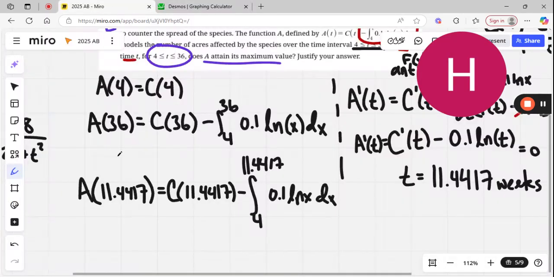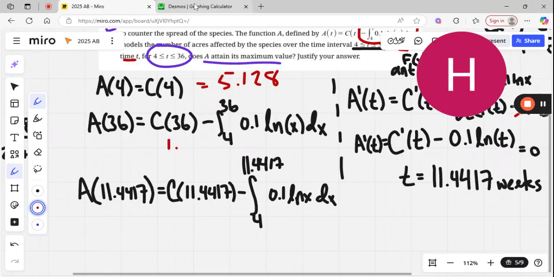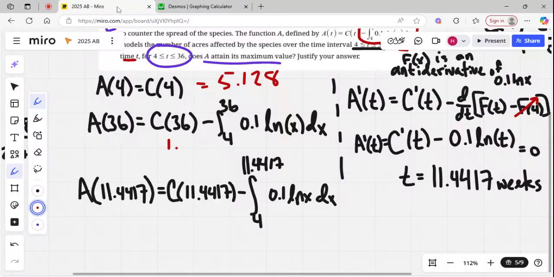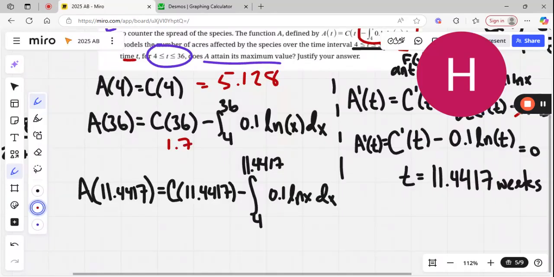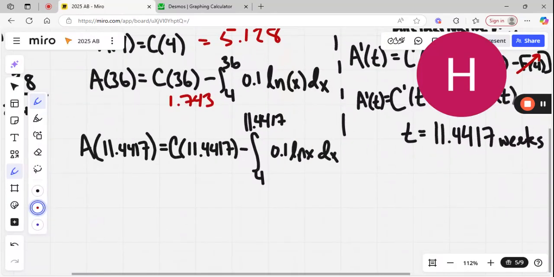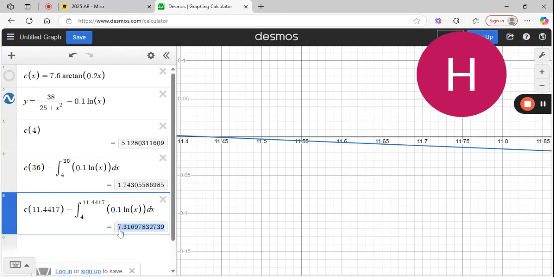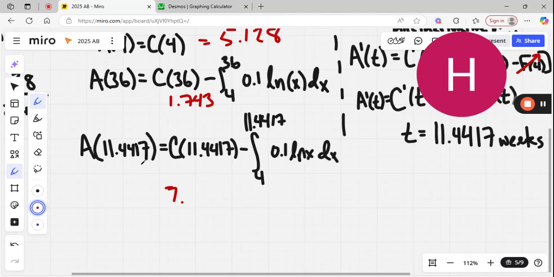So let's see, this is going to be, let's write it in red, 5.128. This one was 1.734. Am I making that up? 743. It's like, am I hallucinating? 743. And then we have the head honcho here, which is going to be 7. I didn't even remember that one. I just know that it's maximal. 7.317 is totally fine.